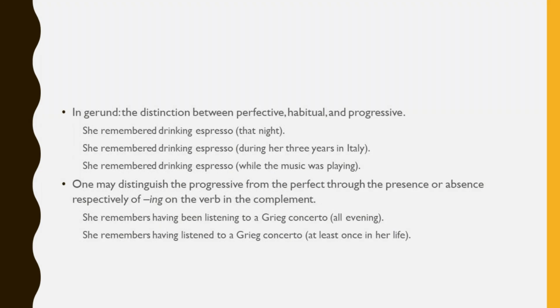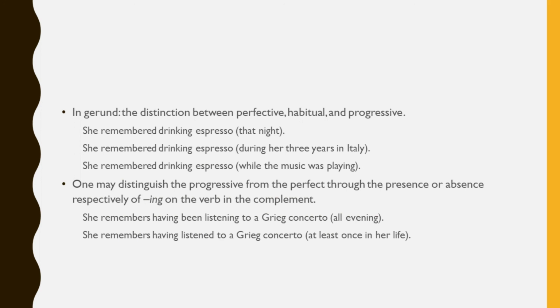Gerund forms are likewise not marked for tense, but they too may express aspectual distinctions. In using a simple gerund, the distinction is between perfective, just like in the first example, she remembered drinking espresso that night. The next one is the habitual, just like in the second example, she remembered drinking espresso during her 3 years in Italy. And lastly, the progressive: she remembered drinking espresso while the music was playing.